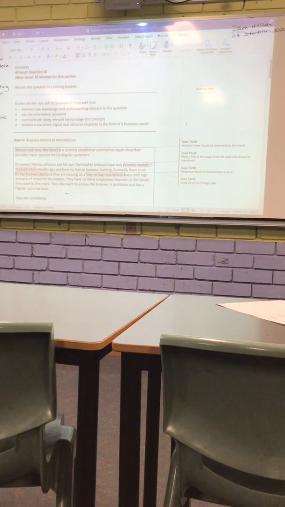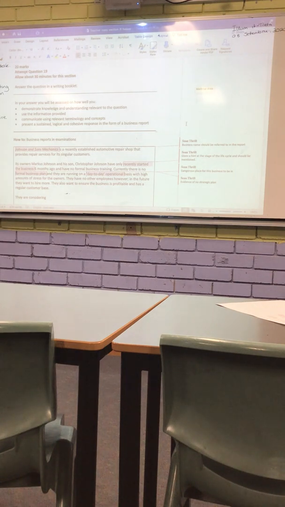Let's have a look here. In your answer, you will be assessed on how well you demonstrate knowledge and understanding relevant to the question. Use the information provided, communicate using relevant terminology and concepts, and present a sustained, logical, and cohesive response in the form of a business report. That last dot point, I would say, is actually more important than the others. Cohesive and in a business report. Meaning I actually have to be able to read it and know what you're talking about. And it has to be sustained arguments.